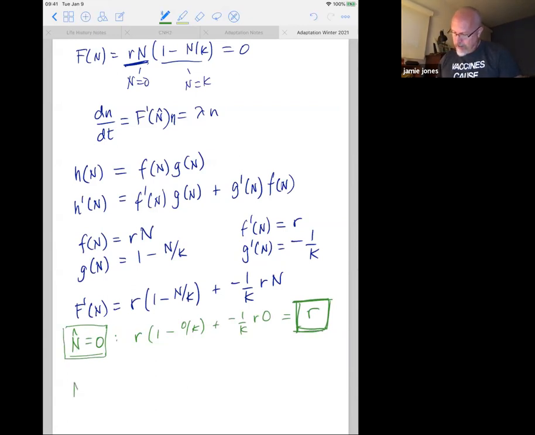Now let's look at our second equilibrium, n hat equals k. So we have r times 1 minus k over k. That's equal to 0, plus minus 1 over k times r times k. All right, so that is equal to minus r. Those two cancel out, and what we get is minus r.